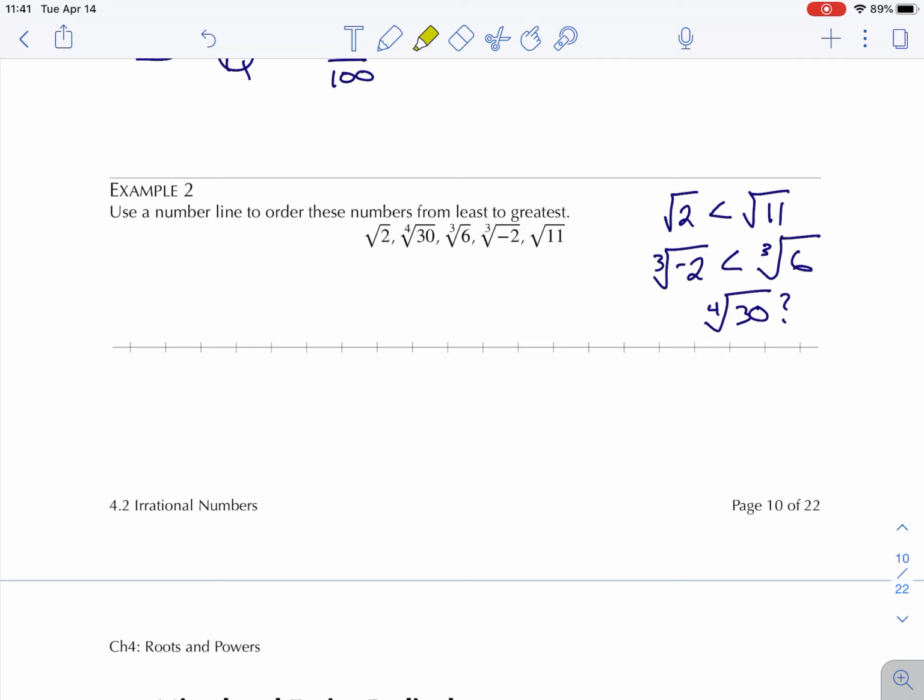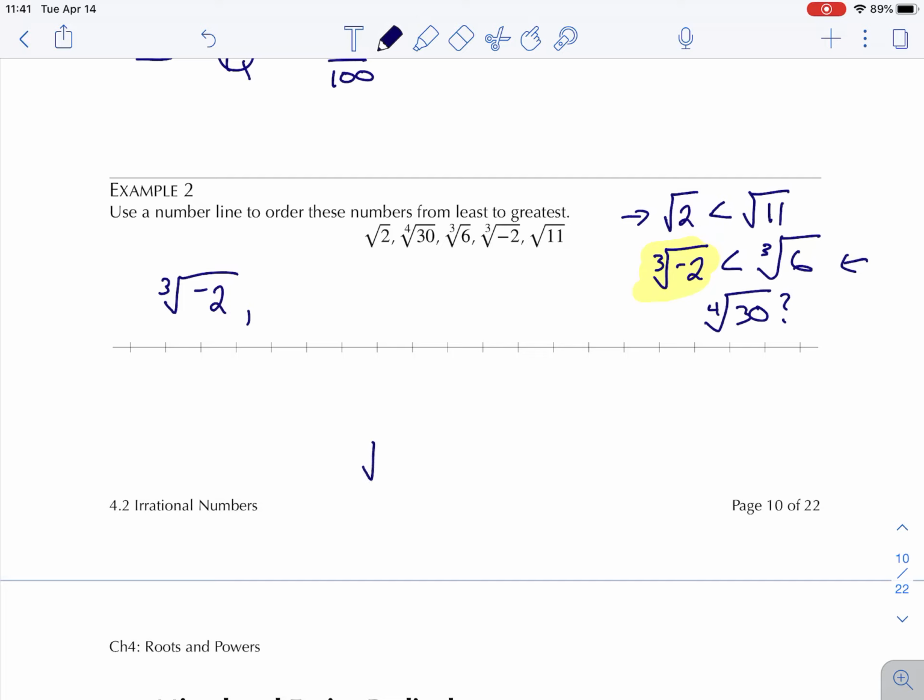Well, first off, we know that the cube root of negative 2 is going to be the smallest, because the cube root of negative 2 is going to be a negative number, and none of the other ones here are going to be negative numbers. So we're going to put the cube root of negative 2 as definitely the smallest. Now let's judge which one next is going to be the smallest. Well, the cube root of 6 or the square root of 2 could be the next smallest one.